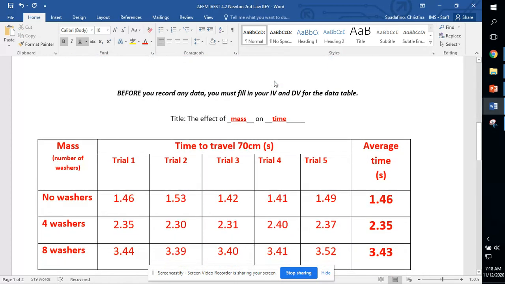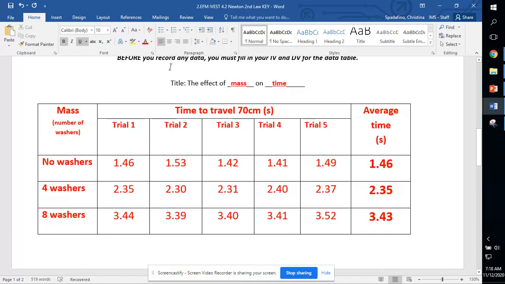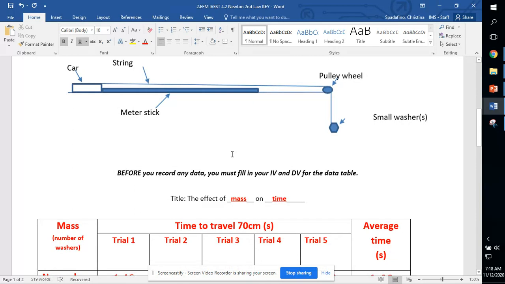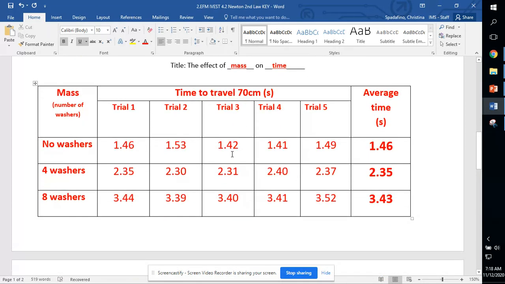You scroll down. This is what your data table should look like. You have the title, the effect of mass on time. So even though in your experiment we had our car, and we did not measure the mass of the washers and the car, what I did explain was that mass was the independent variable, but we're using number of washers as the unit.